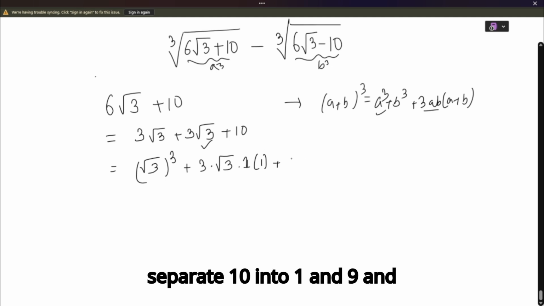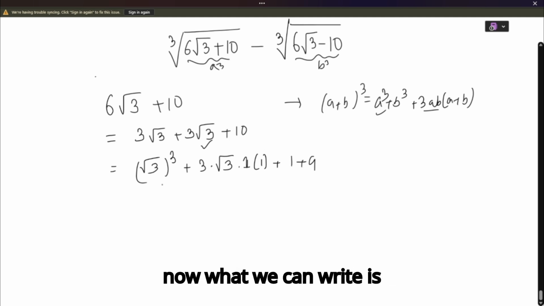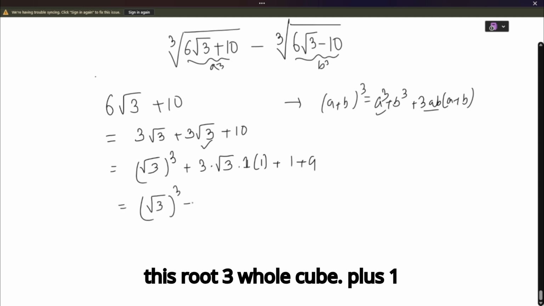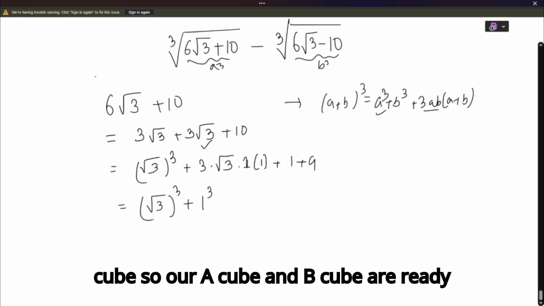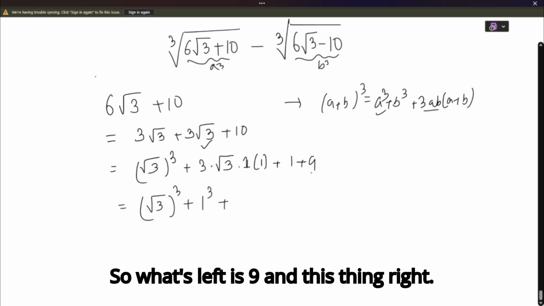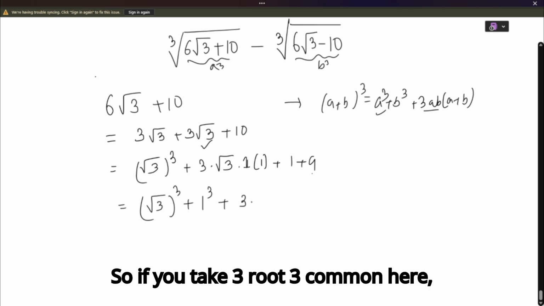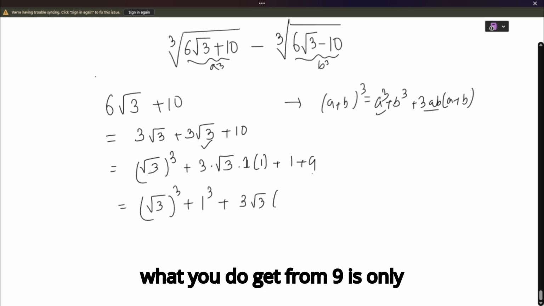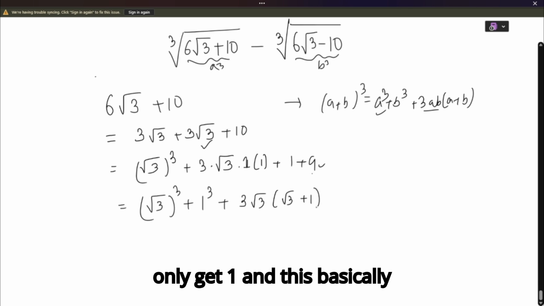Let's separate 10 into 1 and 9. And now what we can write is root 3 whole cube plus 1 cube. So our a cube and b cube are ready. And let's see if we have our 3ab terms. So what's left is 9 and this thing, right? If you take 3 root 3 common here, what you get from 9 is only root 3, and from this term, you only get 1.